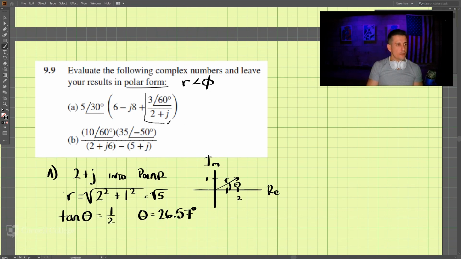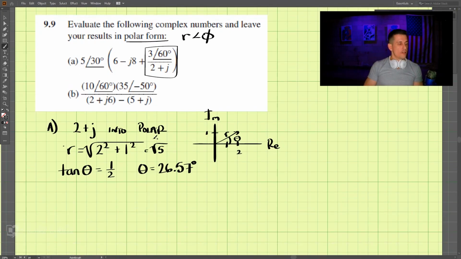Okay, so we have r and we have theta. Now we need to do this operation here. So we have 3 at an angle of 60 degrees, and then we divide that by our square root of 5 at an angle of 26.57.